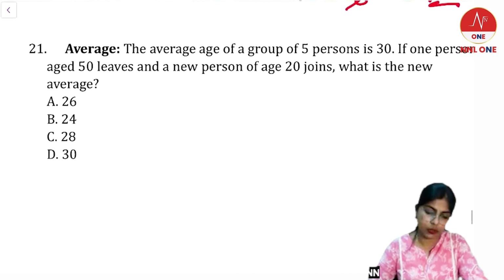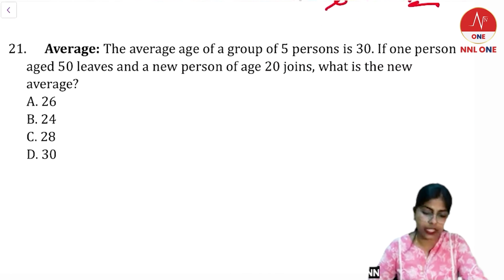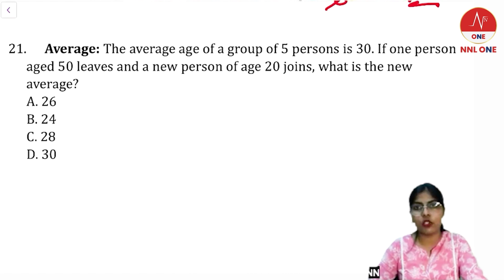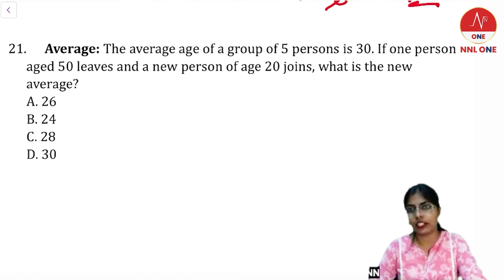Next, the 21st question. The average age of a group of 5 persons is 30. If one person aged 50 leaves and a new person aged 20 joins, what is the new average? I already told you, when you're approaching these kinds of problems, look at the words keenly. If a person leaves, you subtract from the resultant total. And if a person joins, you add to it.